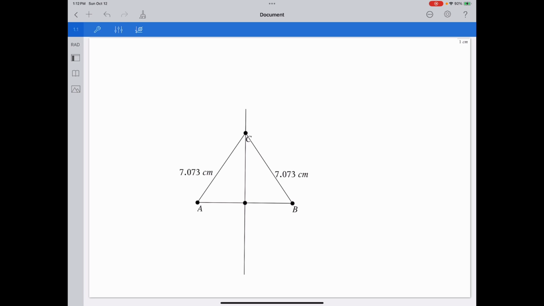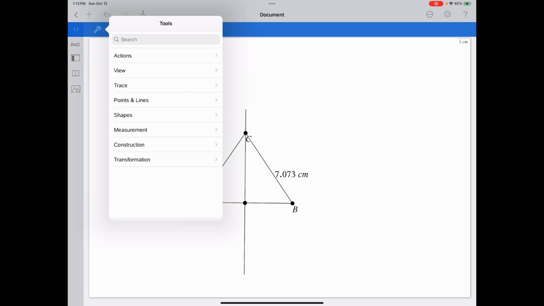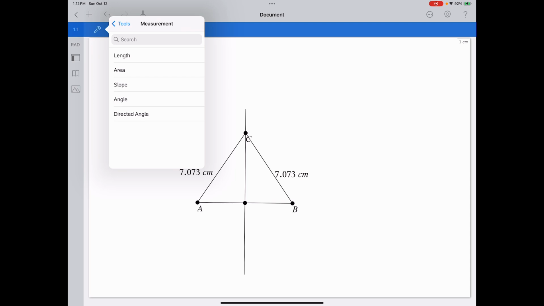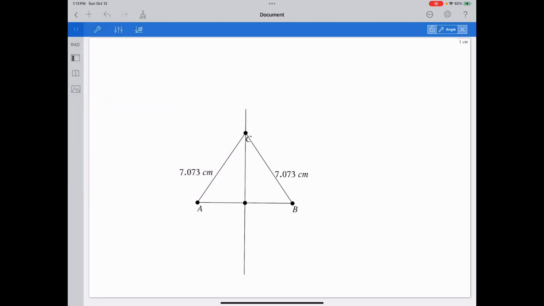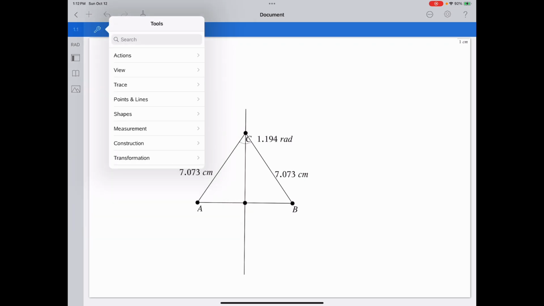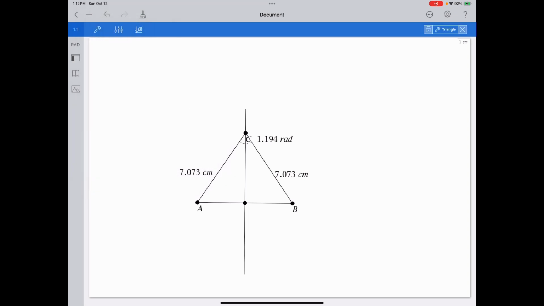Now we want to get the measure of the top angle. So we're going to come here to measurement again, and we're going to choose angle. And we're going to click on the points A, C, and B, and that's going to give us the measure of that angle, which is 1.194 radians. Now we're going to construct the triangle itself so that we can measure its area. So we go to the wrench tool again, and we choose shapes, and we choose triangle. Now we'll tap on A and C and B, and we see that the triangle becomes bold briefly. So now that shape exists there.